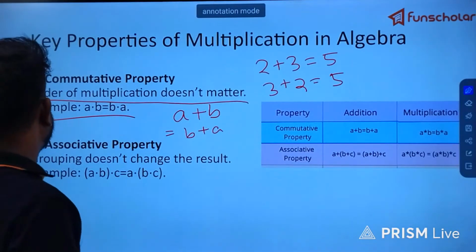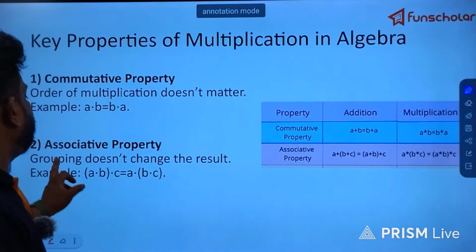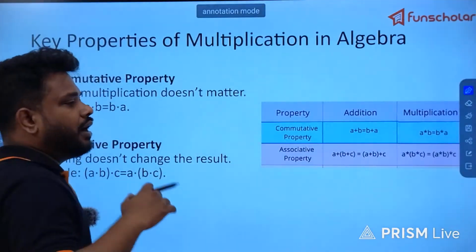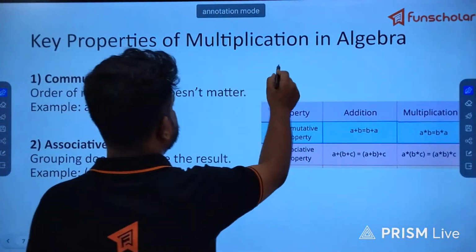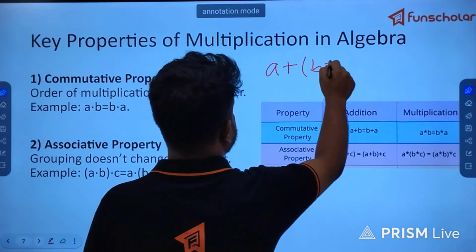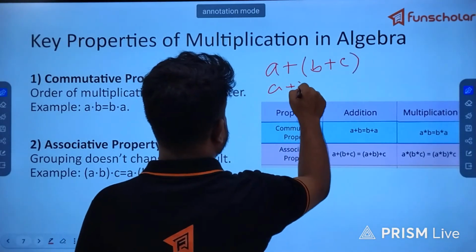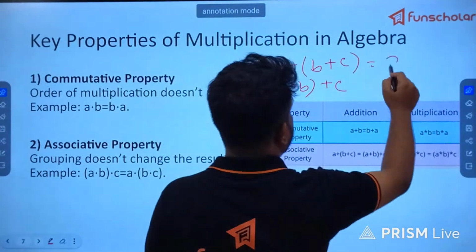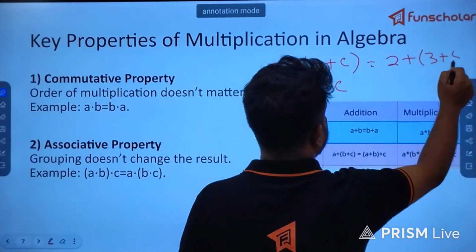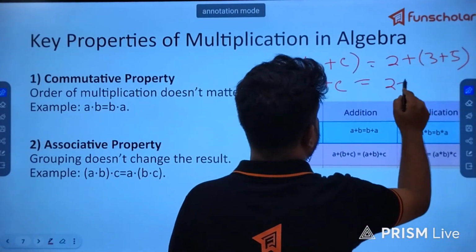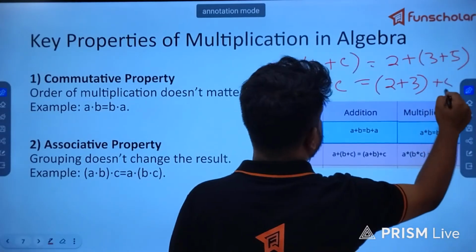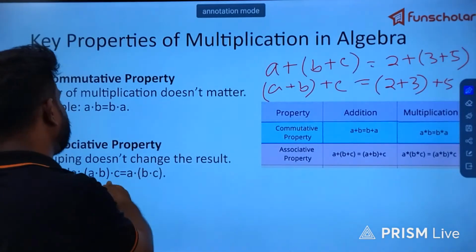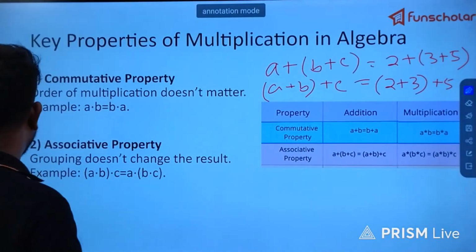Then comes the associative property. Grouping doesn't change the result. Like if we add 2 plus 3 plus 5, it will be 10, and if we group it differently, 2 plus 3 plus 5, it will also be 10. The same goes for multiplication as well.